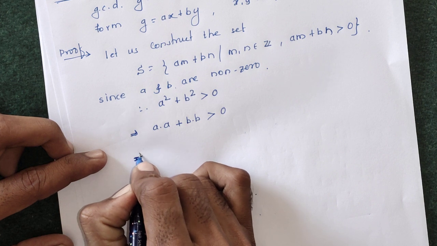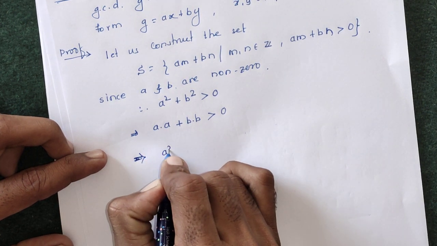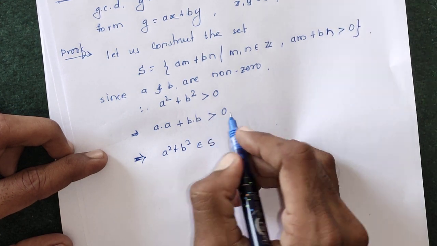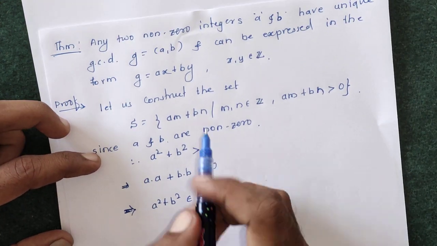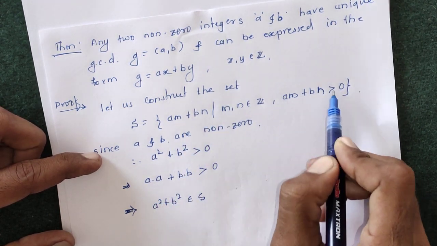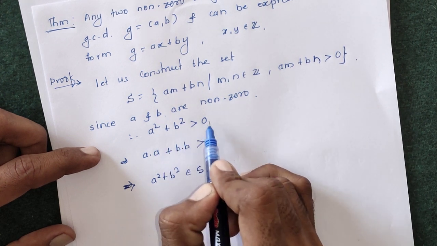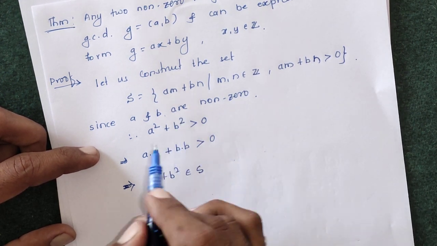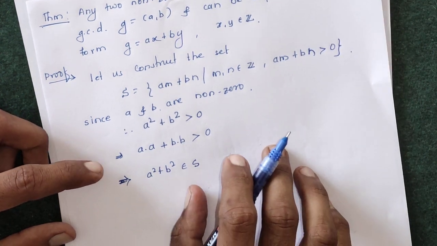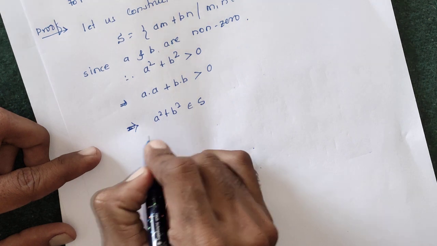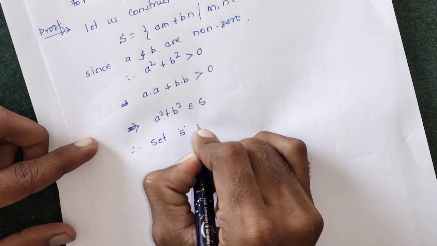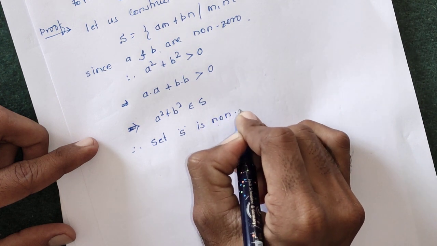This implies a squared plus b squared belongs to S. Our set S is am plus bn, where m and n are integers, and this am plus bn is greater than 0. a squared plus b squared is greater than 0, and this a squared plus b squared is an integer of the form am plus bn. So a squared plus b squared belongs to S. Therefore set S is non-empty.